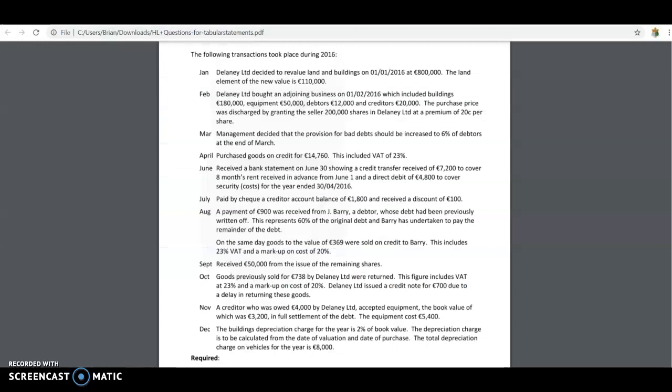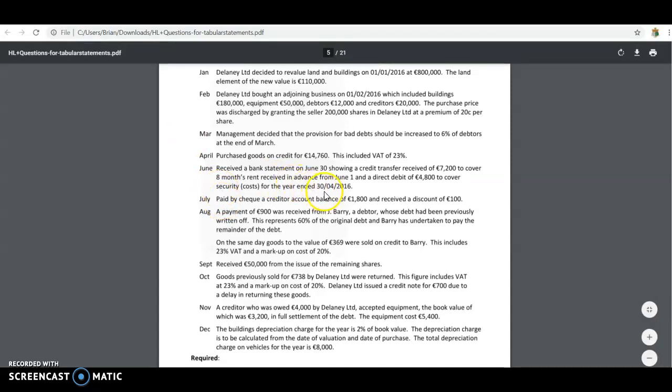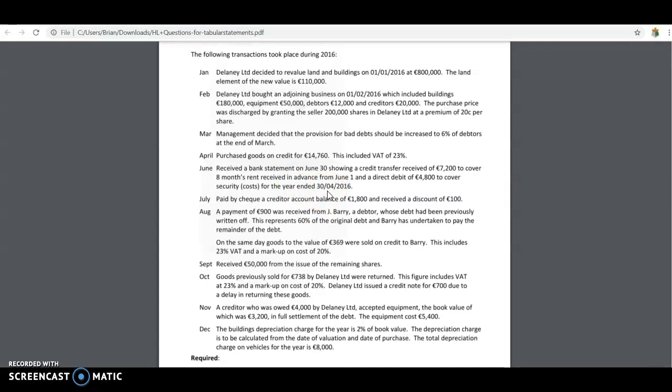The other one then, I don't think we saw this one in any of the ones we did in the book. I think the book tended to do ones where this was up to April 17. We had to deal with it this way, so we're dealing with something slightly different here. So 4,800 euro is to cover security costs for the year ended 30th of April 16.